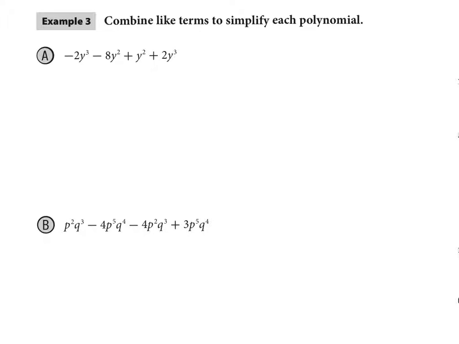Now, when we have polynomials, we want to simplify them generally so that it's the simplest thing to look at, because a lot of times they can get lots of pieces going on. So what we're going to do is combine like terms. And remember, like terms mean you have the same variables with the exact same exponents.